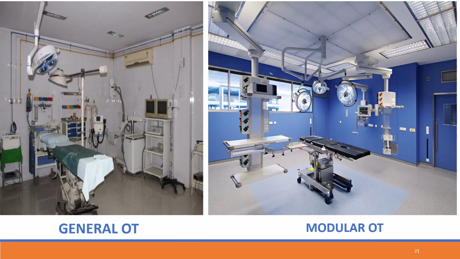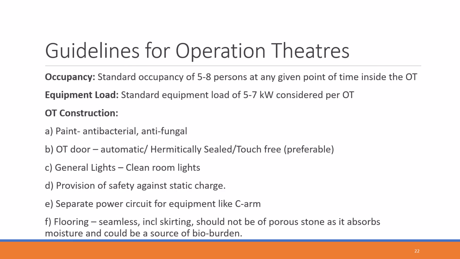Now there are two types of OT, general OT and the modular OT. Now we will see guidelines for operation theatres. So occupancy: standard occupancy of 5 to 8 persons at any given point of time inside the OT. Equipment load: standard equipment load of 5 to 7 kilowatt is considered per OT. OT construction paint should be antibacterial, antifungal. OT door may be automatic or hermetically sealed or touch free, preferably.